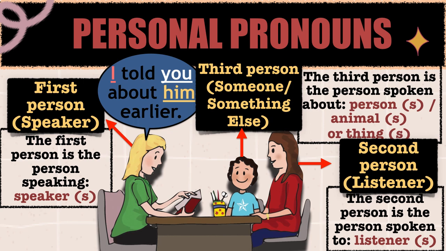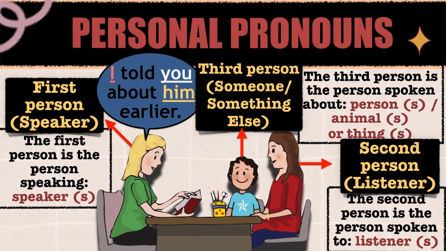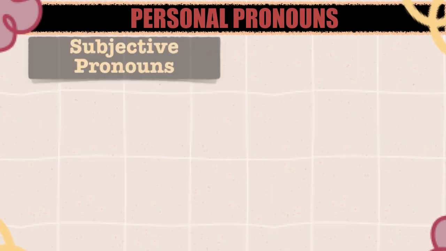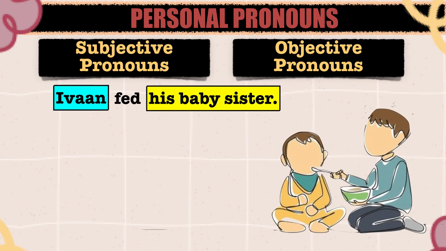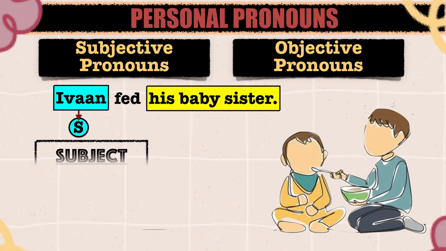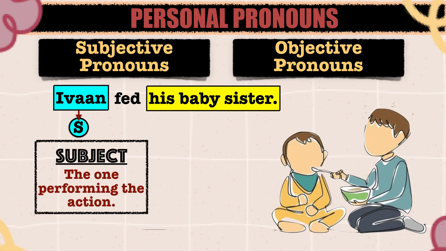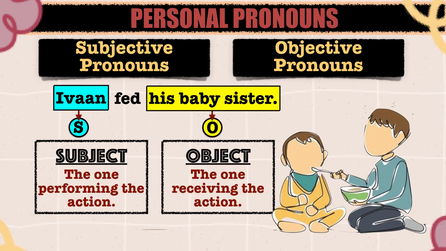Before we dive deeper into first person, second person, and third person, let's first understand subjective and objective forms of pronouns. Let's look at this sentence. Ivan fed his baby sister. Here's what's happening in the sentence. Ivan is the subject, the one performing the action. His baby sister is the object, the one receiving the action.